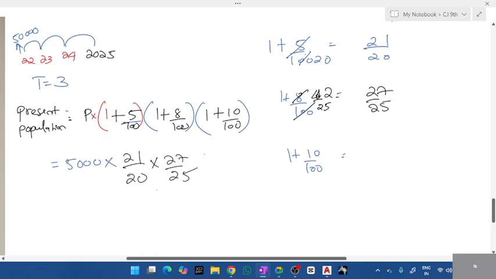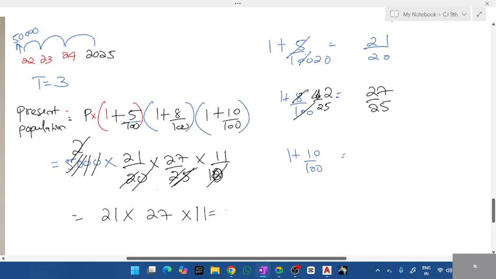Next, 11 by how many zeros gets cancelled? 2 0. How many times 25 goes in 50? 2. And even 2 and 2 gets cancelled? 1 and 2 into 11. 27 into 20, 540. Calculate this, students.